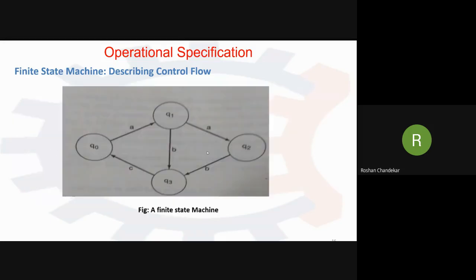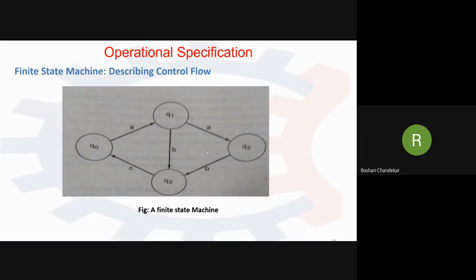Now look at the diagram. This diagram is a simple finite state machine diagram. In this diagram, we have the states Q0, Q1, Q2, Q3, and there are some inputs like A, B, C. So these are the inputs. We go from Q1 to Q2 if and only if there is a change between the state from Q1 and the input.